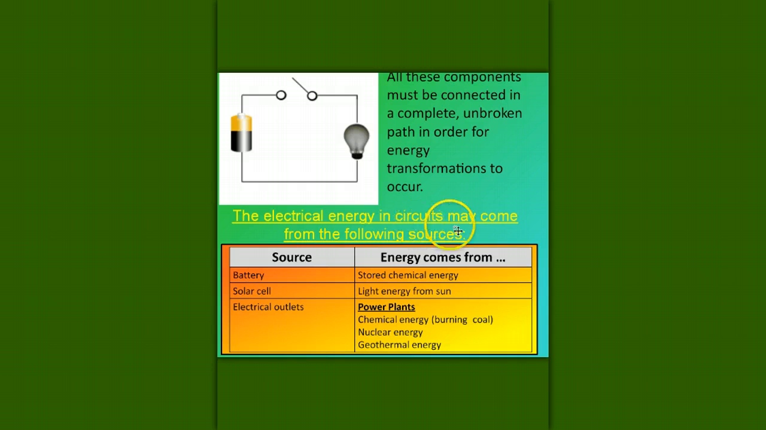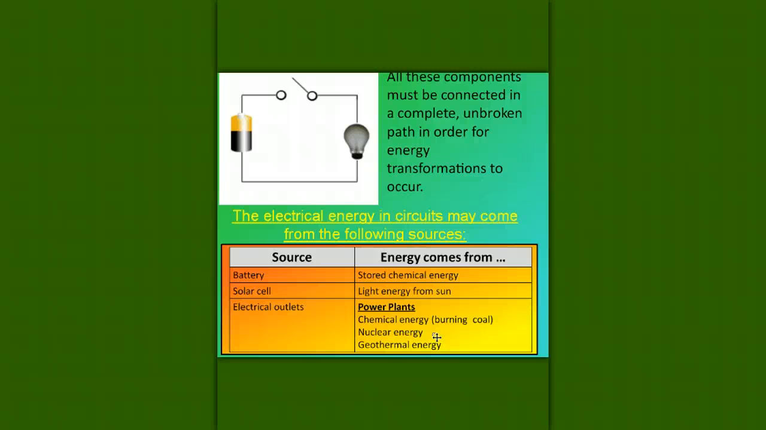So the electric energy in circuits can come from the following sources. If the source is a battery, the energy comes from stored chemical energy. If the source is a solar cell, the energy comes from the sun. If it is an electrical outlet, the energy can come from one of three places: either chemical energy from burning coal, nuclear energy from splitting an atom, or by fusing atoms, so it's called nuclear fission or nuclear fusion.